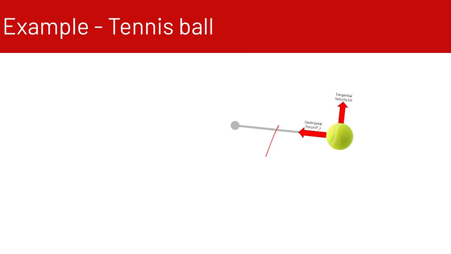So we would expect that if there is a force pulling the tennis ball to the outside, when we cut the string here, the tennis ball would go flying off in this direction. But that's not what happens. The tennis ball flies off in this direction, which is the direction of its tangential velocity.